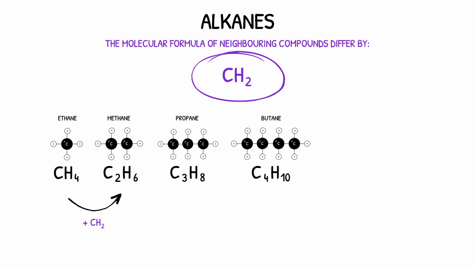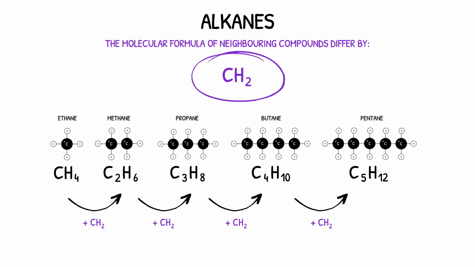Now we can look at propane with the molecular formula C3H8. Once again, we see that propane has 1 more carbon atom and 2 more hydrogen atoms than ethane. The same is seen when we compare the molecular formulas of propane and butane and continues onwards. So, here's a question. What molecular formula would pentane, the 5th alkane in the series, have? If your answer to the question is C5H12, then you're spot on.